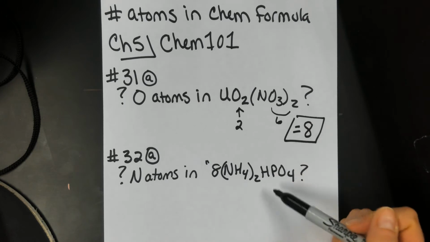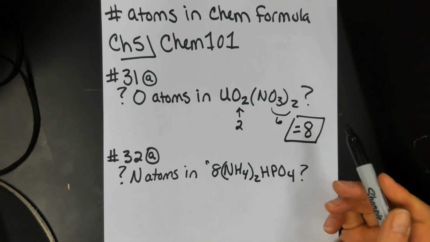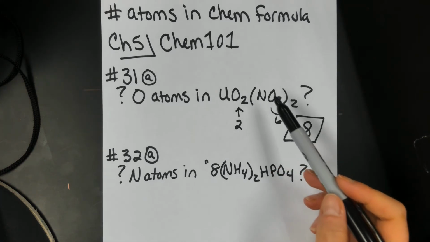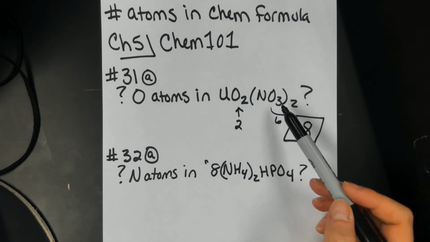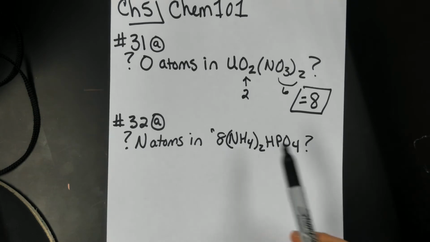The question in the homework asks you to enter it as an integer, so you just type the number 8. So 2 oxygens from here and 3 here, but there's a 2 on the outside, so it's really 6 from the nitrate.